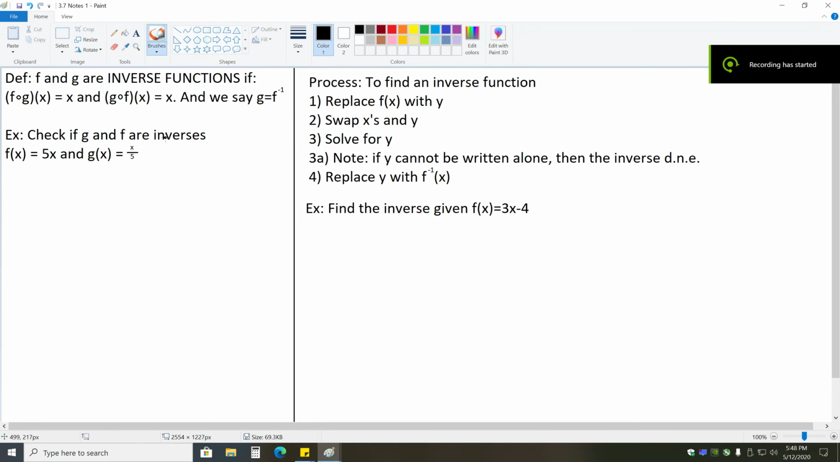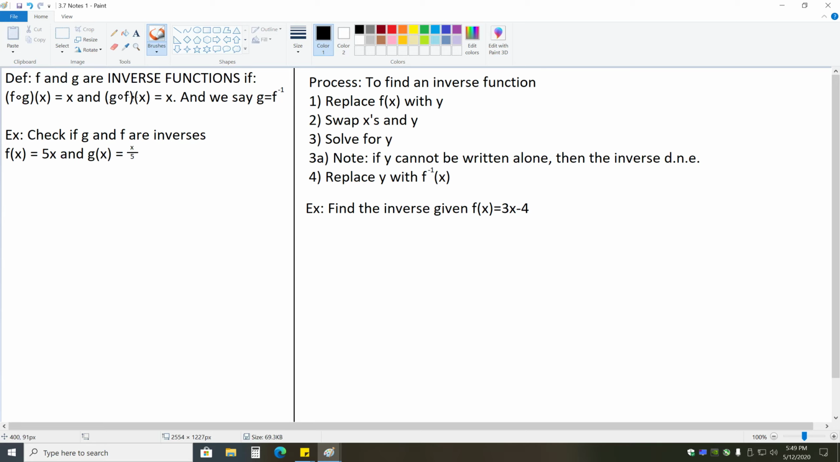For this section, we're going to be talking about inverse functions. So we're going to start off by defining what an inverse function is. We say f and g are inverse functions if f∘g of x is equal to x and g∘f of x is equal to x. Meaning, remember this notation means f of g of x. We're plugging the function g into the function f.